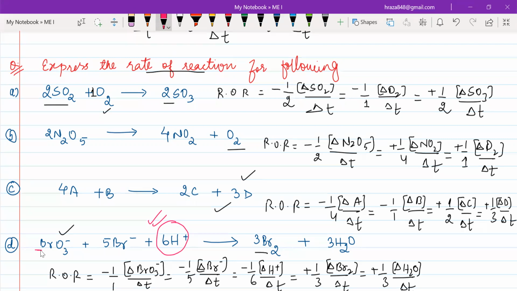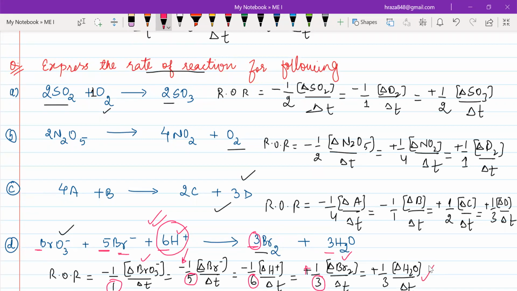What is the coefficient here? 1, so it comes here. And the rest part is additive. What is the coefficient 5? It is in the denominator, negative because it is reactant, change in concentration of Br negative upon delta t. This is 6, the coefficient comes here, change in concentration of H plus upon delta t. This is your product, positive, and since there is 3, that comes in the denominator, change in concentration of Br2 upon delta t. Then again this. Okay. Yes, sir.